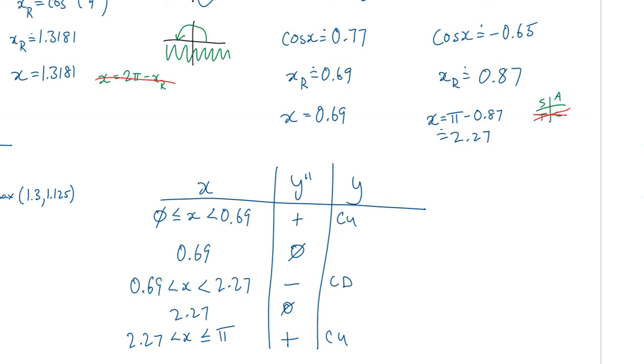Okay, so I have to check, but in this case it is changing. So both of these are points of inflection because it changes from concave up to concave down, and this one changes from concave down to concave up. That's what a point of inflection is. Okay, and so this is a point of inflection at 0.69 and 0.58. And this is a point of inflection at 2.27.